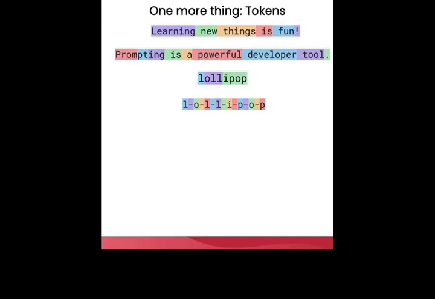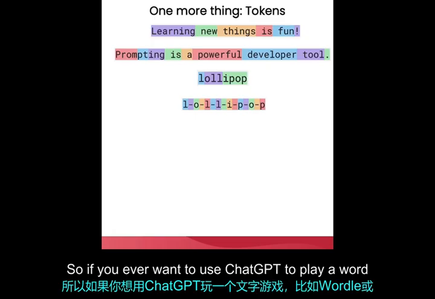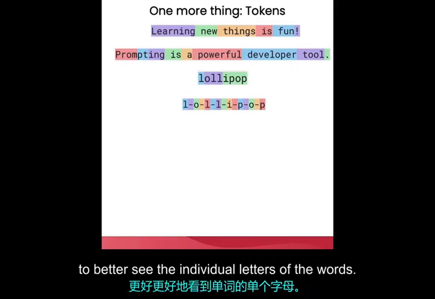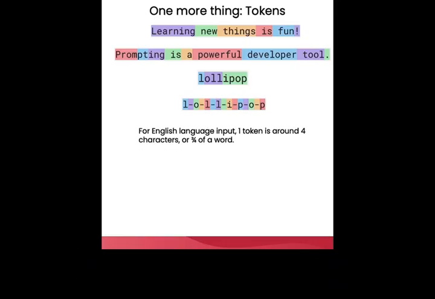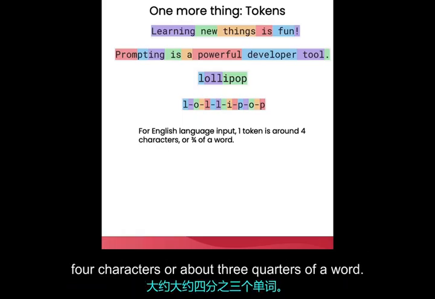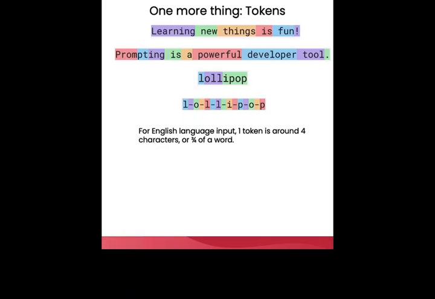and print them out in reverse order. So if you ever want to use ChatGPT to play a word game like Wordle or Scrabble or something, this nifty trick helps it to better see the individual letters of the words. For the English language, one token, roughly on average, corresponds to about 4 characters, or about 3/4 of a word.